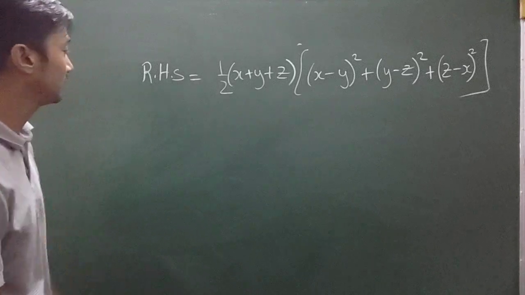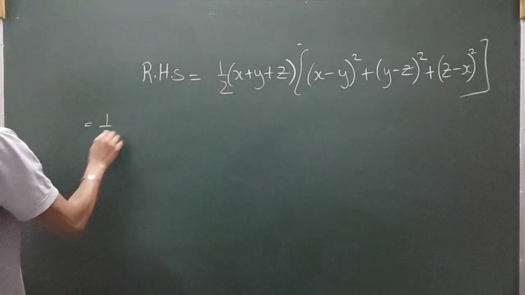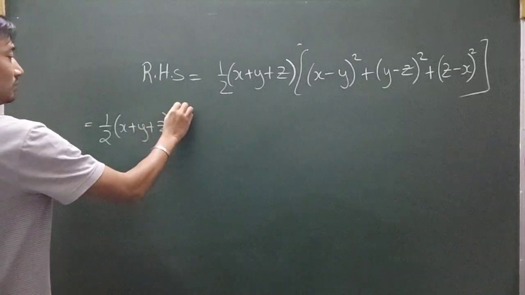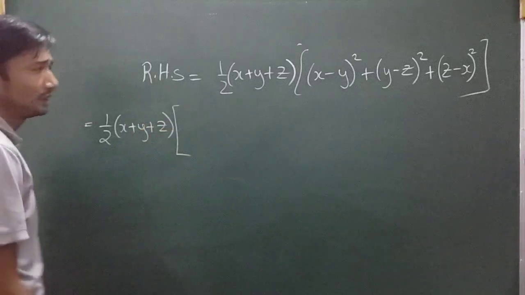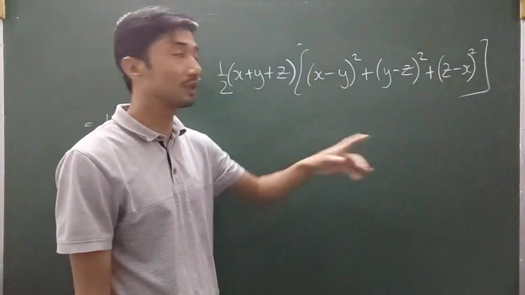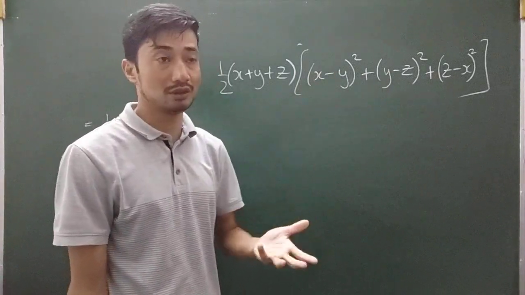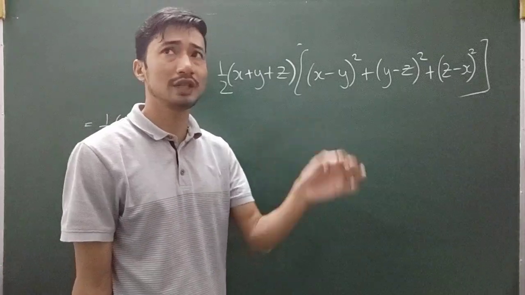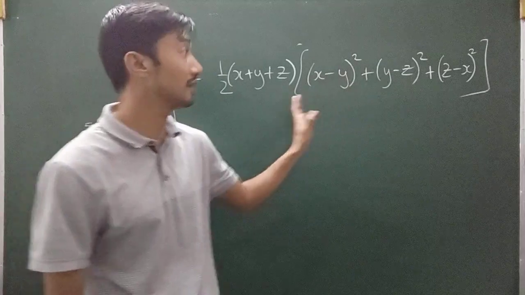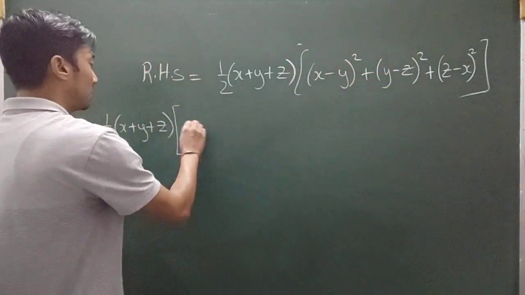Alright, so right hand side I'll take. This one, no changes as of now. And why I decided to do this was simply because we all know the formula of a minus b whole square. It was a square minus twice of a into b plus b square. So it's easy to recall. So I'll just start expanding. Chalo, let's expand.